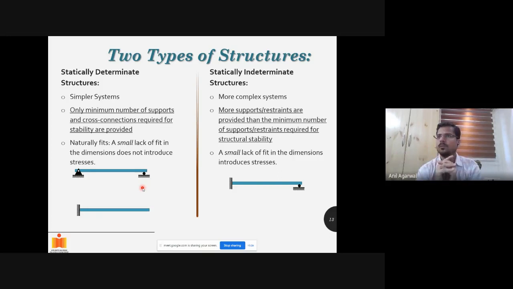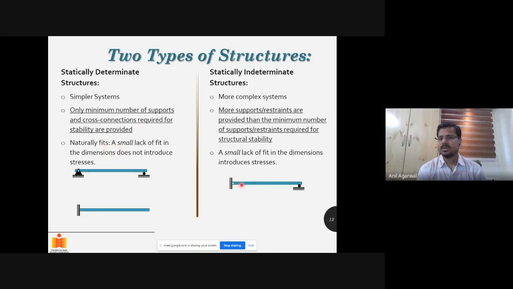Fine. So in your 8th grade, or 9th grade maybe, you must have been taught about equilibrium. There are 3 types of equilibriums: neutral equilibrium, stable equilibrium, unstable equilibrium. So unstable as well as neutral equilibrium, both of them will be classified as unstable. Only when you have a stable equilibrium, that will be a stable system. Okay, so that is one definition.